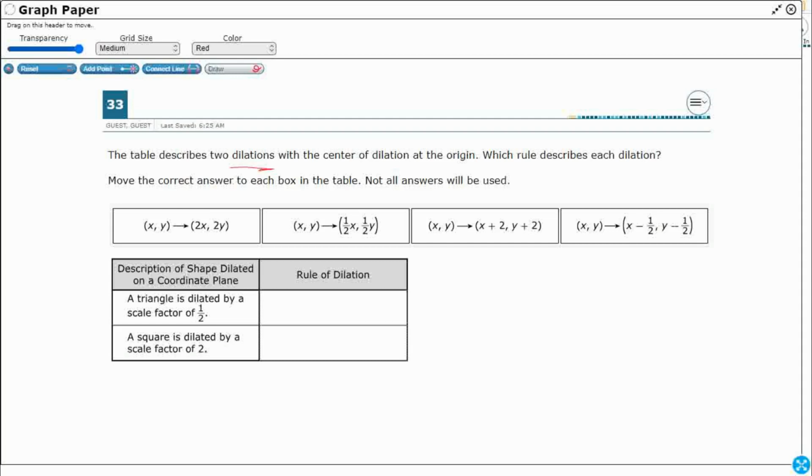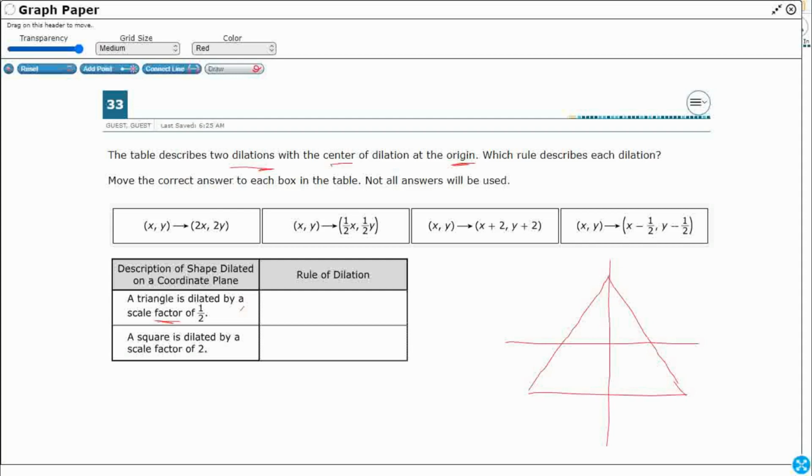So let's look at this first one, this triangle, dilated by a scale factor of 1/2. So if we were to draw just a coordinate grid right there, we've got the center of the dilation at the origin. I'm going to draw a triangle like this and try to put the origin at the center. That looks close enough. So what's going to happen when I've got a scale factor?